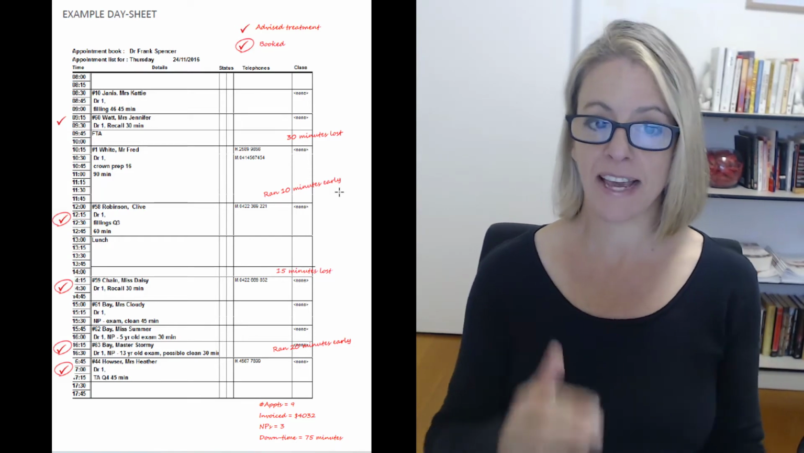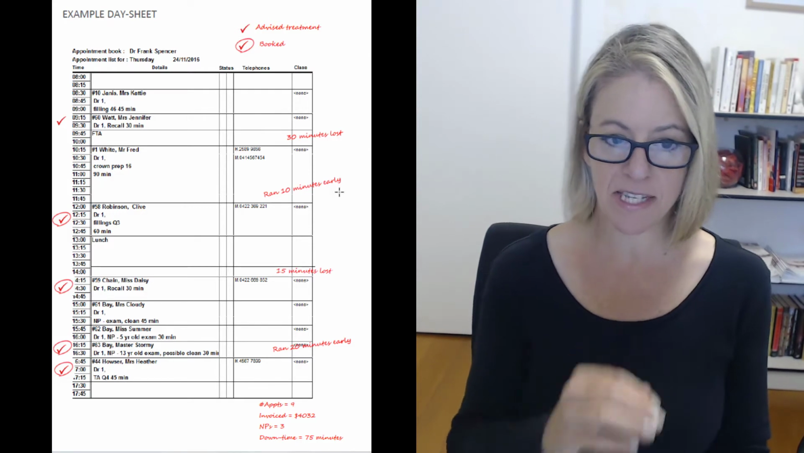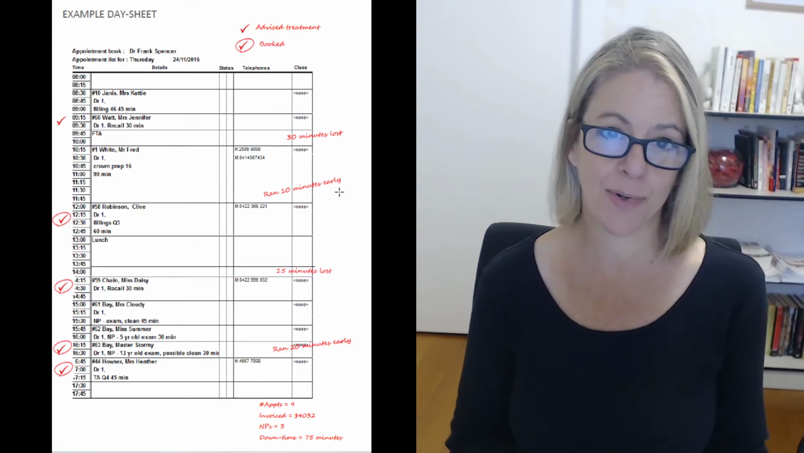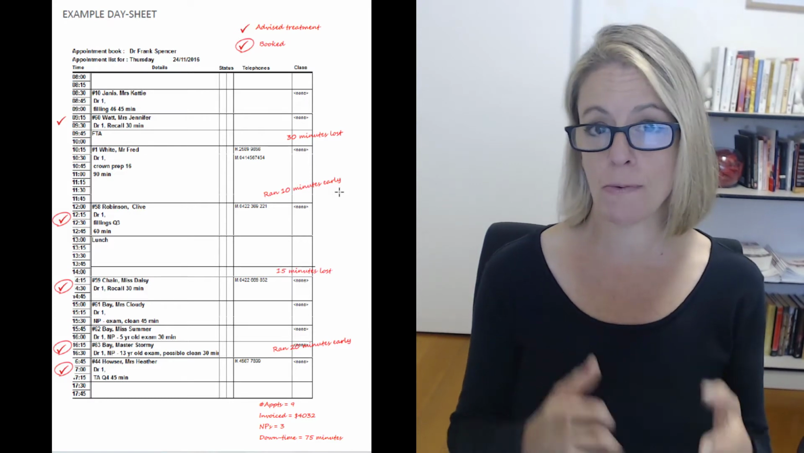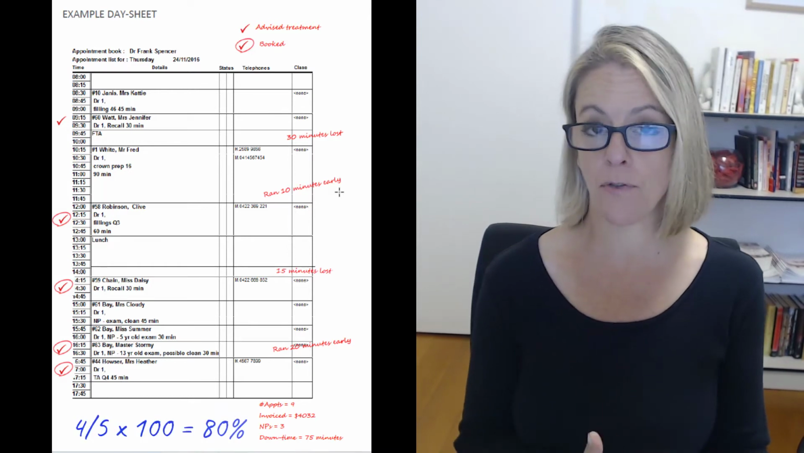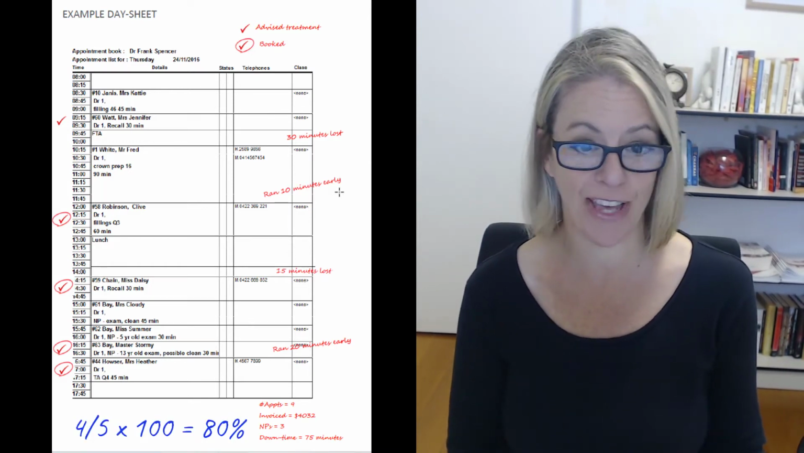So by the end of the day, you've got a series of ticks there. In this situation, there are 5 ticks with 4 of them being circled. And now you've got your treatment plan acceptance rate for that day as 80%, because we've got 4 out of 5 ticks circled there.